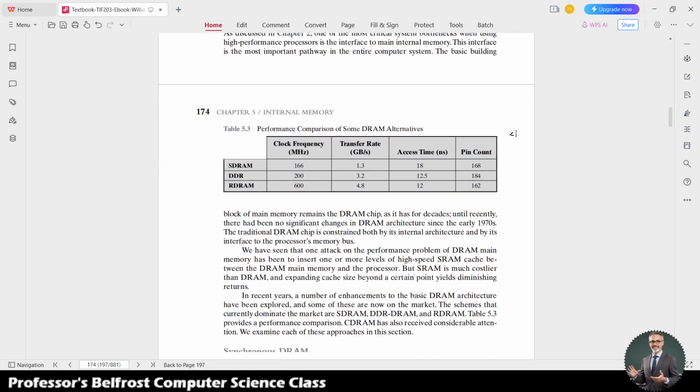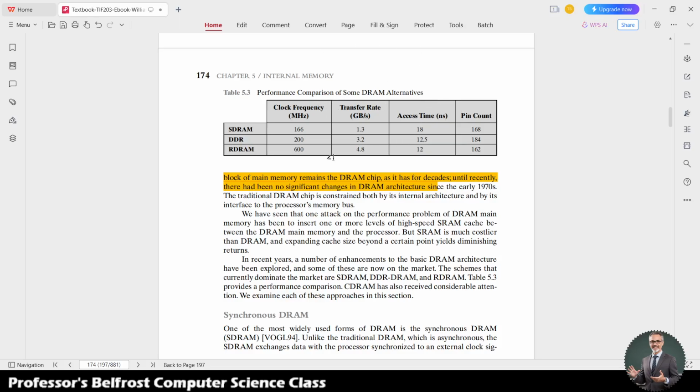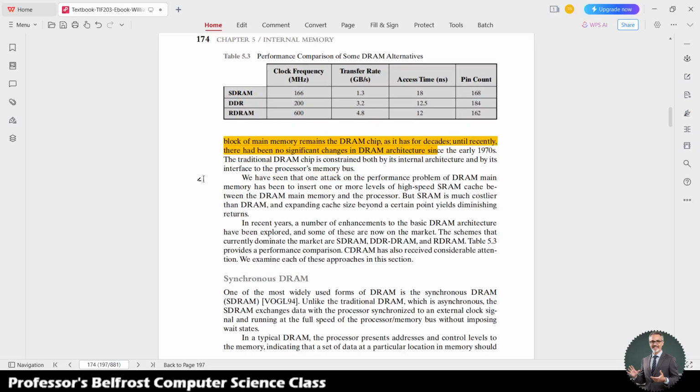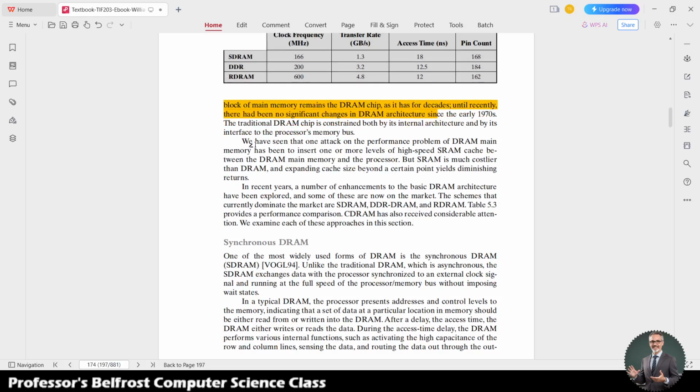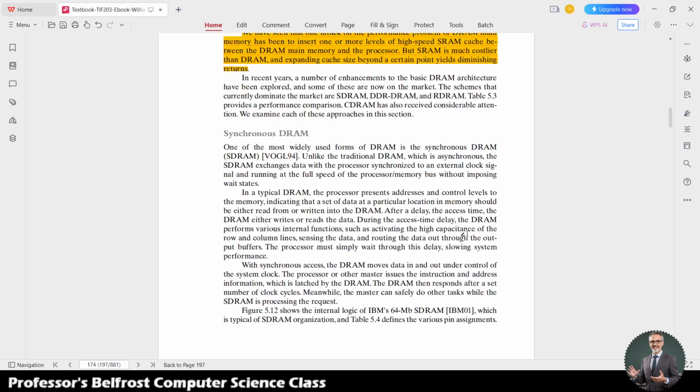So we know that the basic building block of memory remains the DRAM chip, and as it has for decades until recently, there has been no significant change in DRAM architecture. You can see the performance coverage of some DRAM alternatives, but we have seen that one approach to improving the performance of DRAM main memory is to insert one or more levels of high-speed SRAM cache between the DRAM main memory and the processor. But SRAM is much more expensive than DRAM, and expanding cache size beyond a certain point yields diminishing returns.